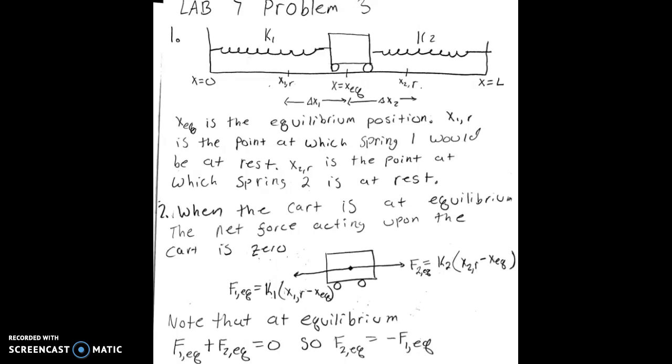And then finally, the definition of the equilibrium position is that the sum of the forces equals 0. So if you add these two forces together, they'd equal 0. And therefore, the second force at equilibrium is equal to minus the first force at equilibrium.